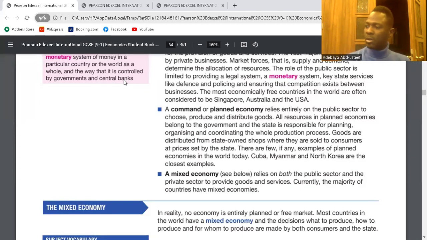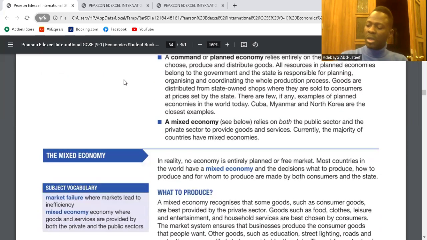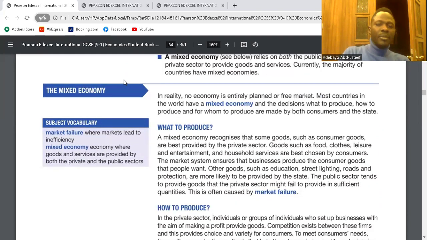For the command or planned economy, it is controlled by the government. So what to produce, for whom to produce, how to produce, it's all by the government. Clear? Then the mixed economy comes to talk about both the private sector and the public sector. What to produce, how to produce, for whom to produce are decided by both the private sector and the public sector for mixed economy. Is it clear? Yeah.